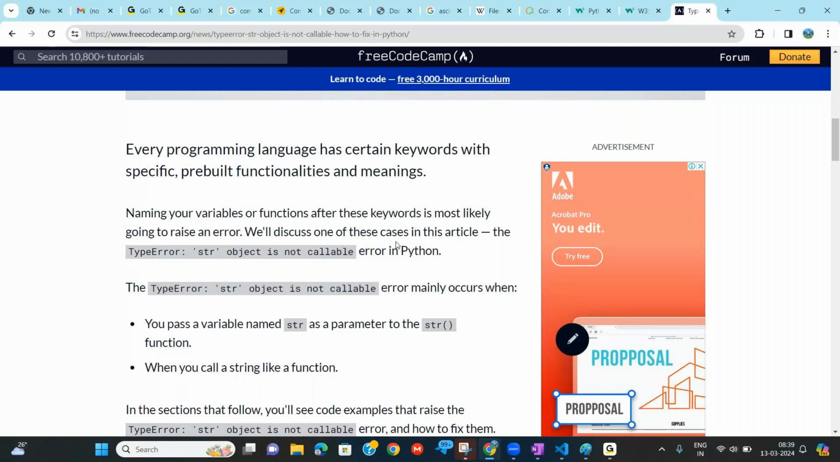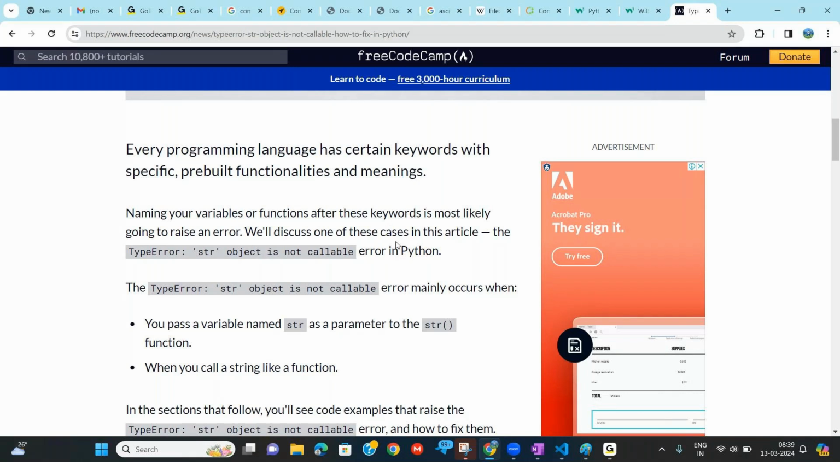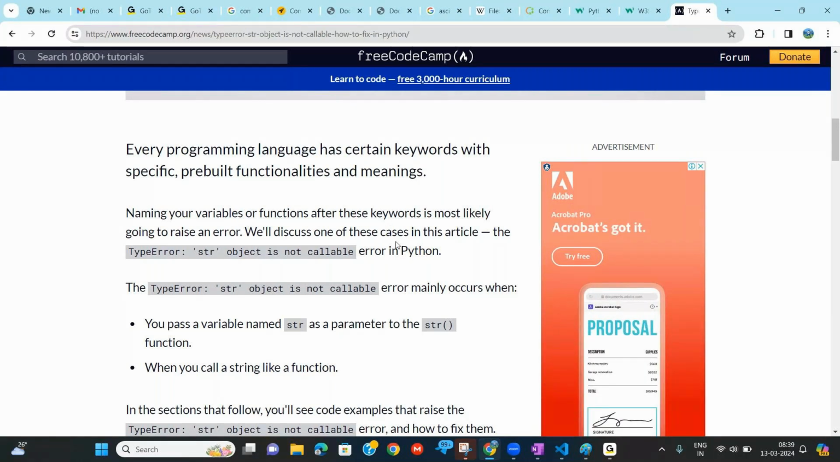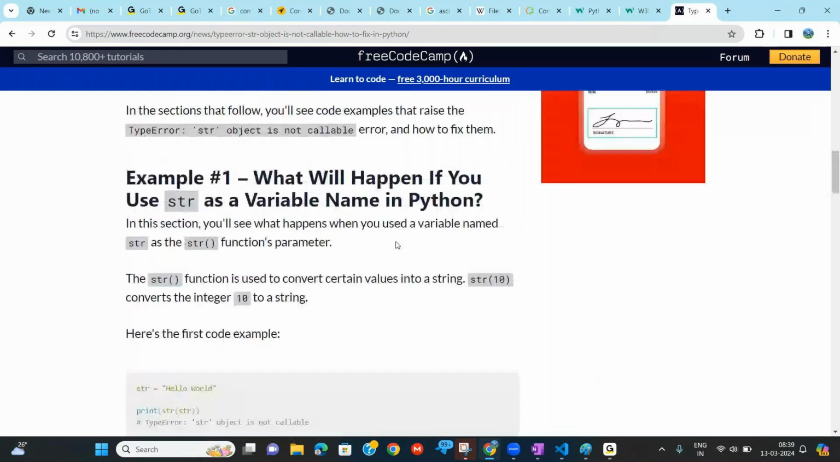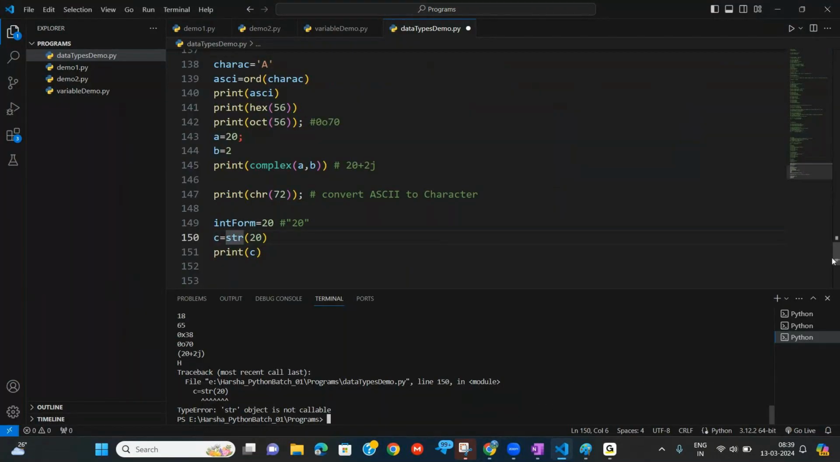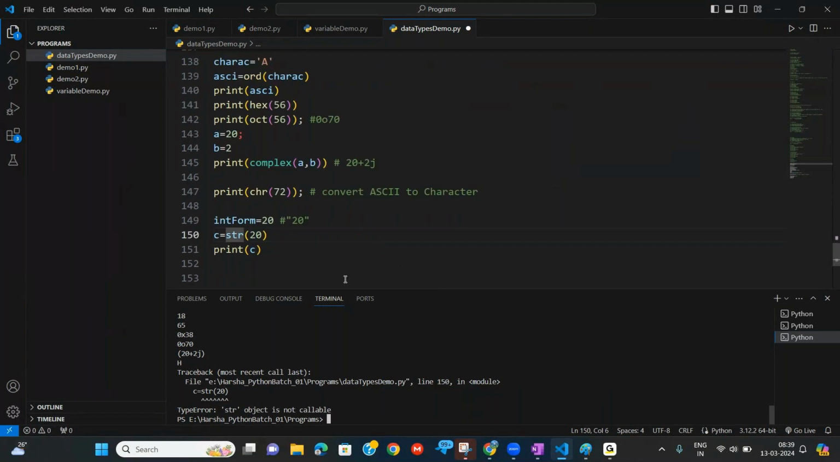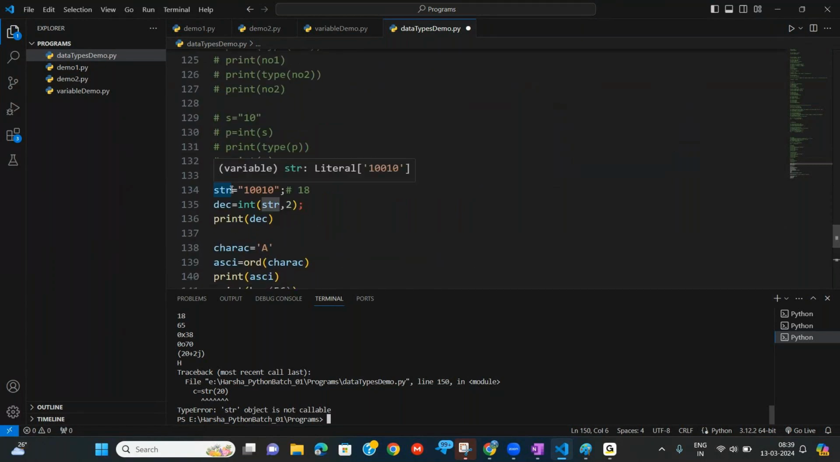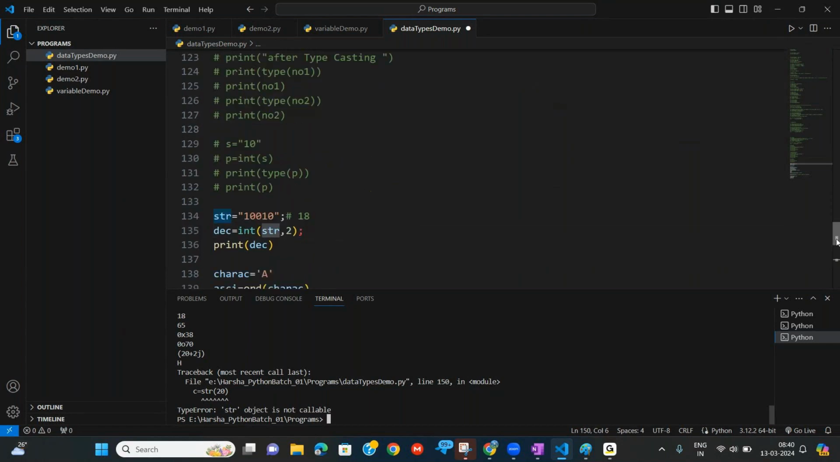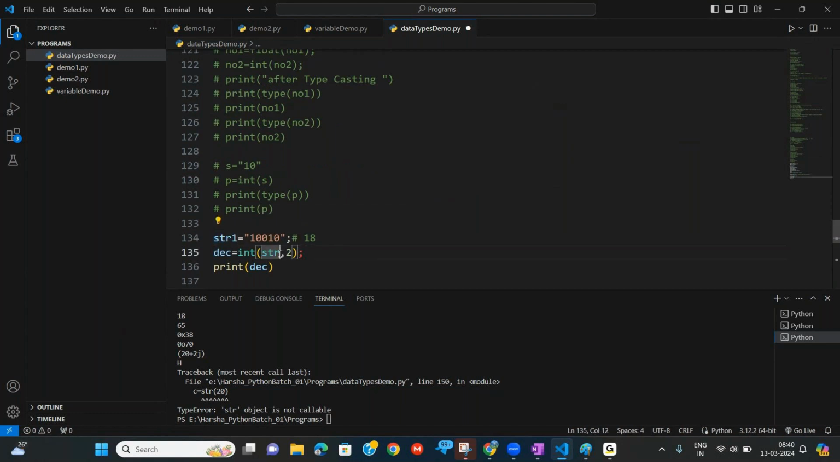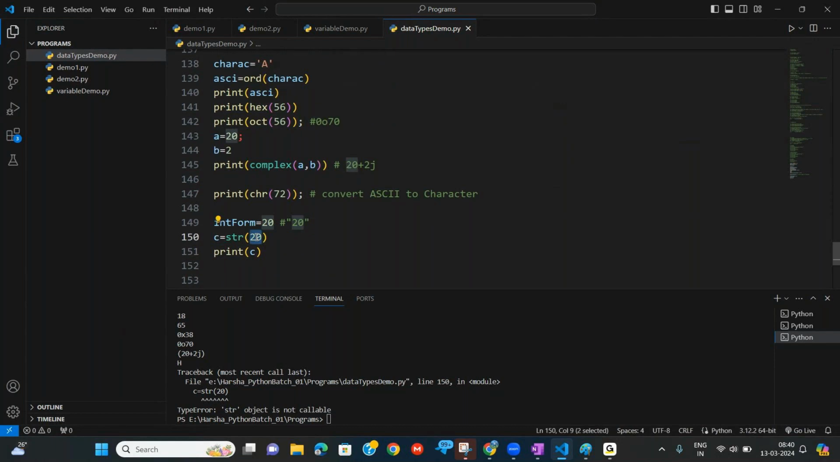Okay, okay. Got it, got it, got it. This is why the problem is happening. See what mistake I made: I also took a variable of type str. So it will not identify whether this str is the keyword or the predefined function. That is the problem. So you need to write inform. Now you will get the output.